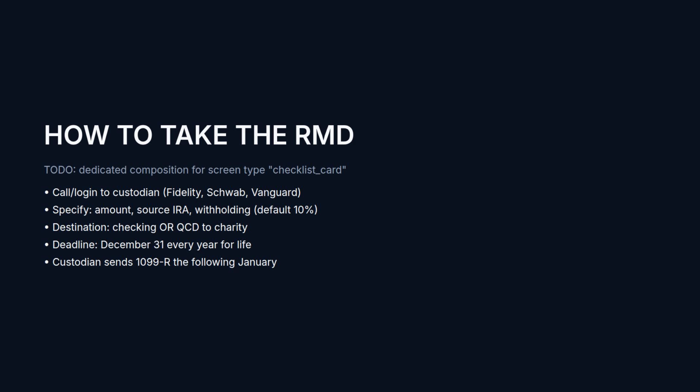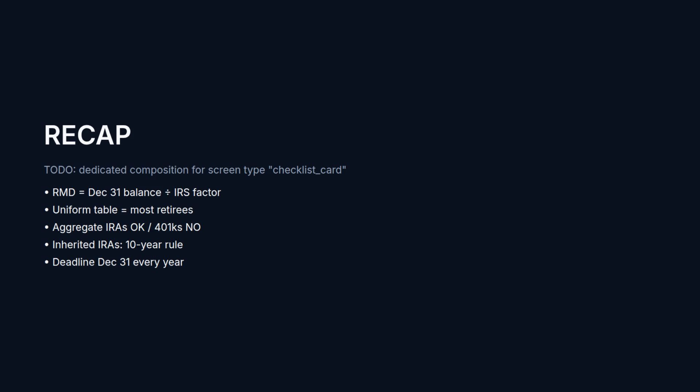Recap. RMD equals prior year-end balance divided by life expectancy factor. Most retirees use the Uniform Lifetime Table. Aggregate across IRAs, but never across 401k accounts. Inherited IRAs use the Single Life Table and the 10-year rule. Take it by December 31st every year, or owe a 25% penalty.